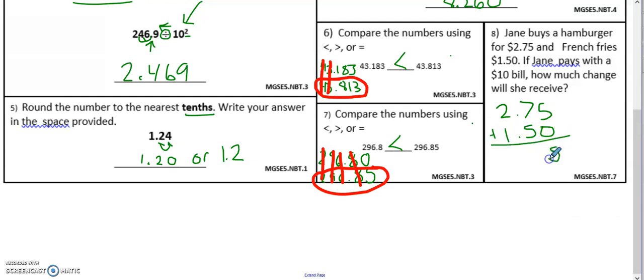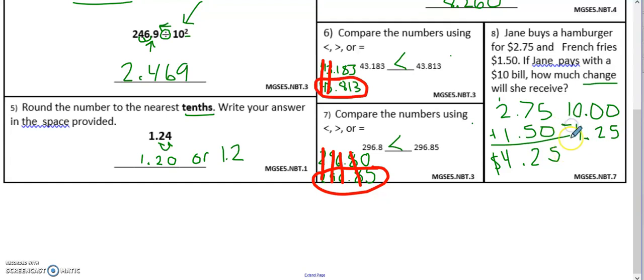5 plus 0 is 5. 7 plus 5 is 12. We're going to carry that 1. We're going to bring that decimal point straight down. 2 plus 2 is 4. So she spent $4.25 on her hamburger and her French fries. But what we're trying to figure out is how much change she's going to receive. So now, what does she use? She uses $10. And she's going to be subtracting what she spent, $4.25. But I can't forget that when I line these up, I've got to put that decimal in. So now that I've got my decimal in, I can line up my numbers, line up my decimal places, make sure all my place values are lined up.